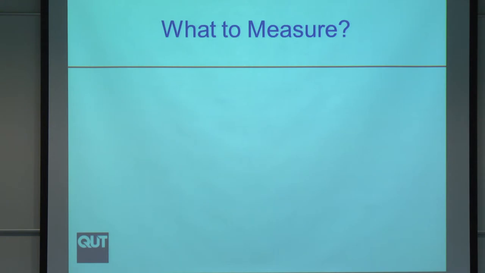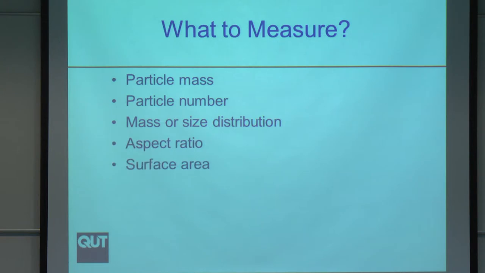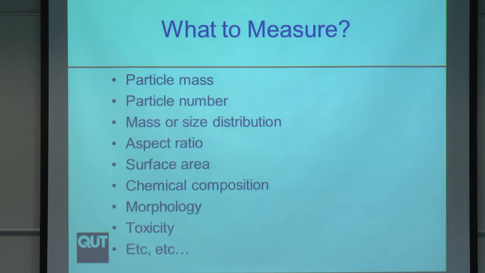So going back to the issue, what to measure, we've already discussed mass number, mass or size distribution, aspect ratio, surface area, chemical composition, morphology, toxicity, etc. So if you are asked to do exposure assessment to a specific type of particles, say printer emissions, which one of these parameters to choose?